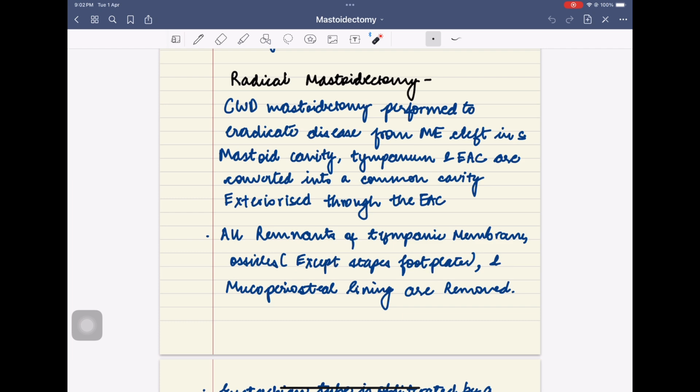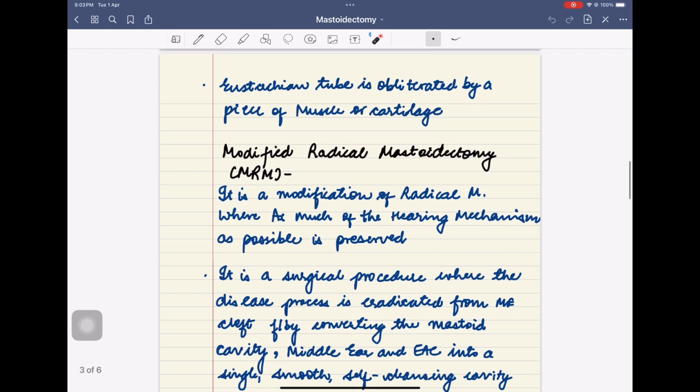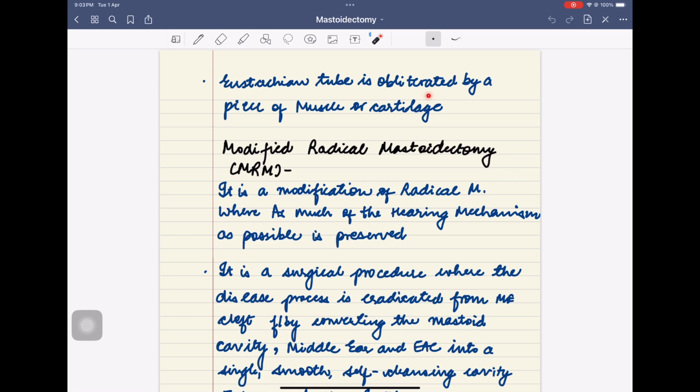Now coming on to radical mastoidectomy. It is a canal wall down mastoidectomy performed to eradicate disease from middle ear cleft in which mastoid cavity, tympanum and EAC are converted into a common cavity exteriorized through the EAC. All remnants of tympanic membrane, ossicles, except stapes footplate and mucoperiosteal lining are removed. Eustachian tube is obliterated by a piece of muscle or cartilage.